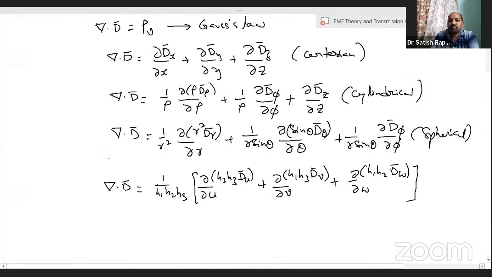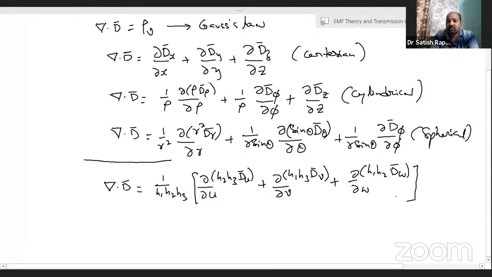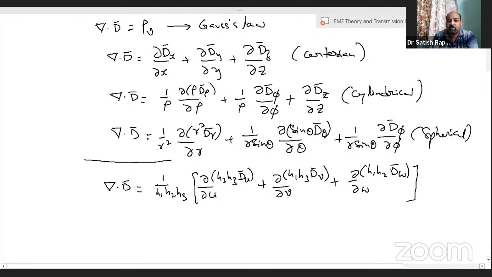Just remember this. Instead of remembering the above three equations, you just remember this. It's very easy, no? 1 by h1 h2 h3, and it is expressed in u, v, w. So 1 by h1 h2 h3 into dou by dou u of h2 h3 D_u. Here in the first term there is no h1, in the second term there is no h2, and in the third term there is no h3. You just remember this one.